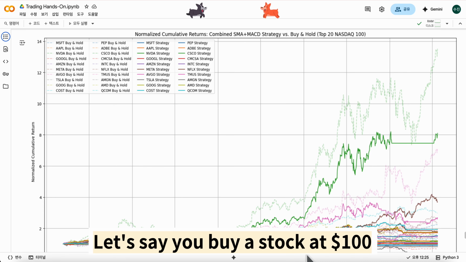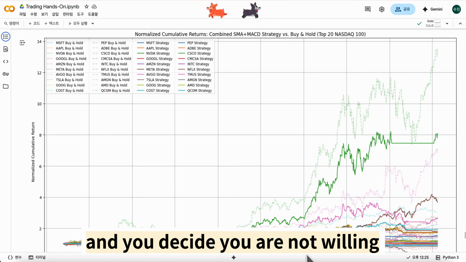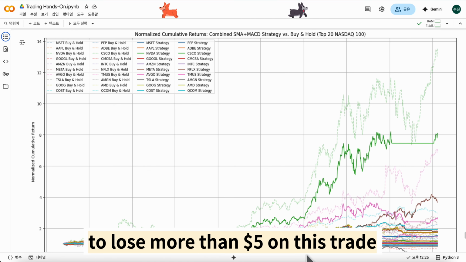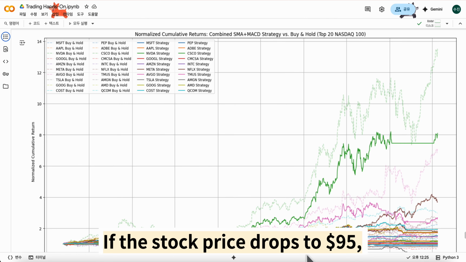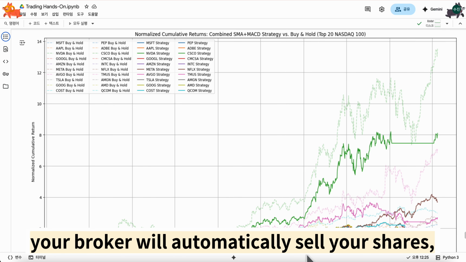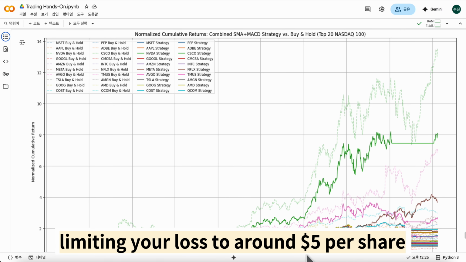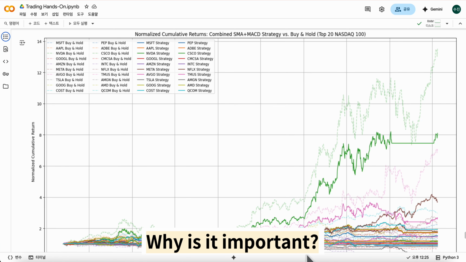Let's say you buy a stock at 100 and you decide you are not willing to lose more than $5 on this trade. You can set a stop loss order at 95. If the stock price drops to 95, your broker will automatically sell your shares, limiting your loss to around $5 per share. Why is it important?